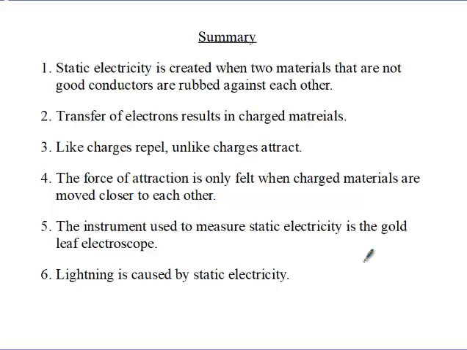And then the sixth point is that lightning is caused by static electricity. When the clouds form, there is a separation of positive and negative charges. If they are heavy enough, there is a spark of light that occurs between the two charges, or the two different charges. Now the result is the lightning we see when it is raining.